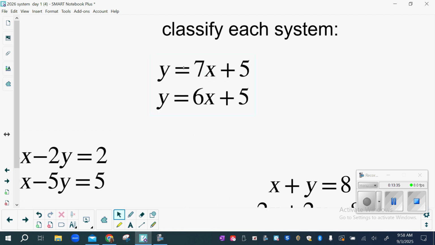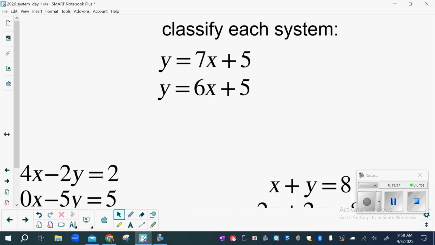So let's start with a nice and easy one. You are going to tell me two things. What's their name? Consistent dependent, consistent independent, inconsistent, and how many answers you get. So take a look. Think about what you have to compare. We're talking about their slopes. We're talking about their B's.